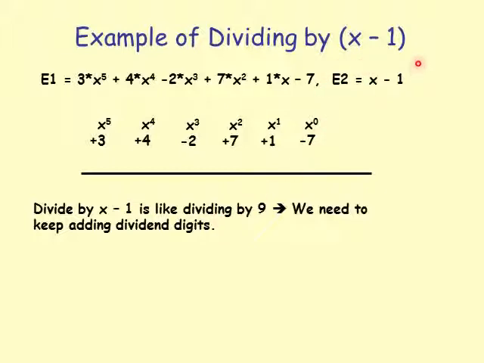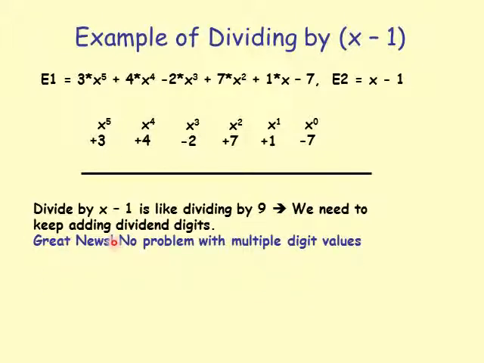Remember we said that when we were comparing an algebra expression to a number in the decimal number system, the two were equivalent if x were 10. So x is like a 10. X minus 1 is like a 9. So it's just like dividing by 9. We would apply the same thing. We need to keep adding dividend digits. That's what we did before.